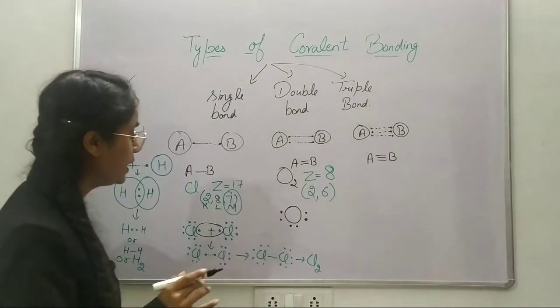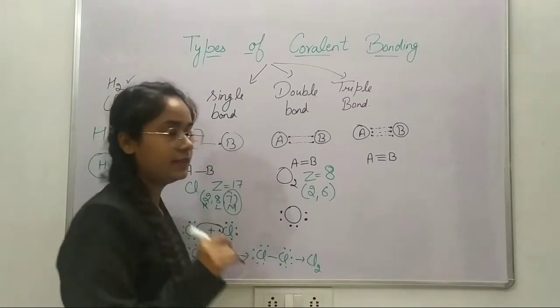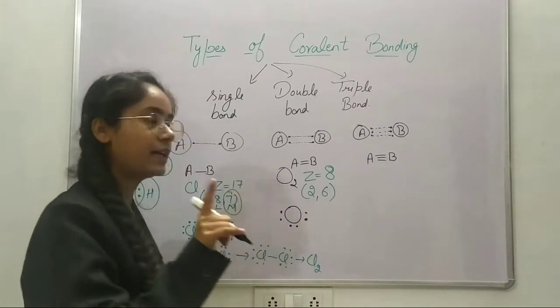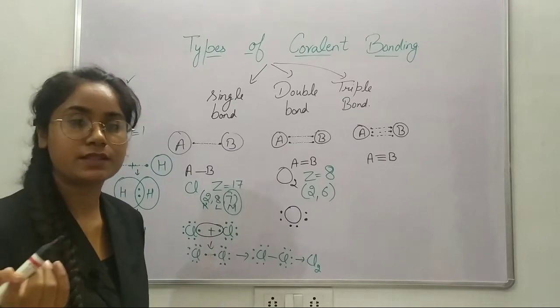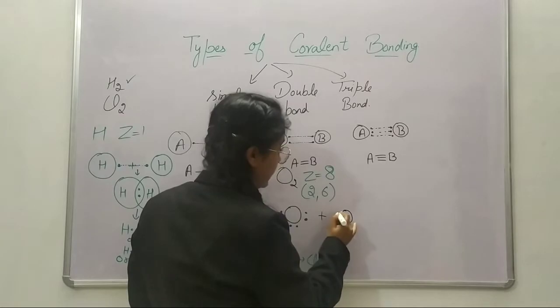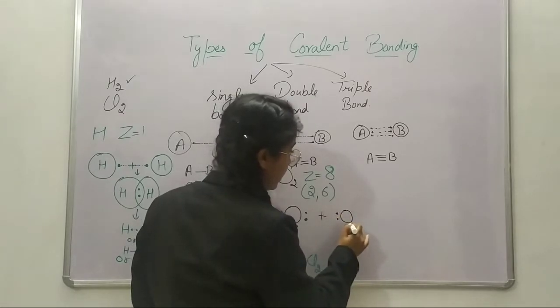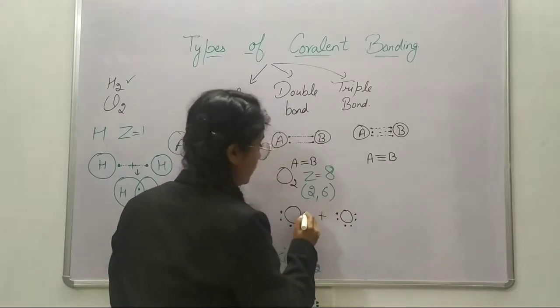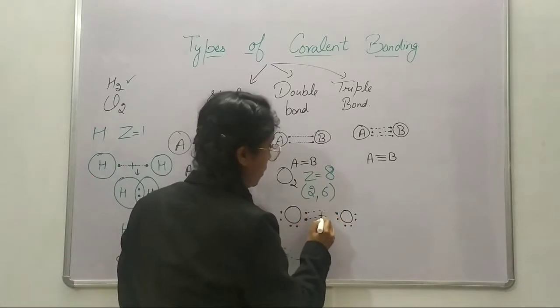Now this is one oxygen. It will also try to form a bond with another oxygen. So I am placing another oxygen here. It also has 6 electrons in its outermost shell. So these electrons would form a bond with each other.